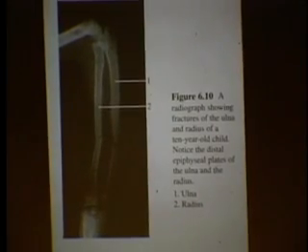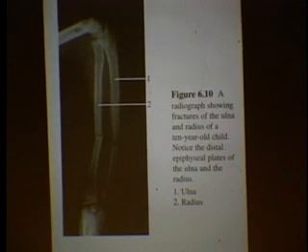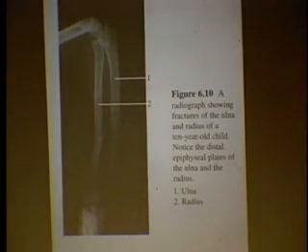Good. After a fracture, which of the following is not part of the healing process? A blood clot forms between the two sides of the fracture. Here we have our fracture. Are we going to form a blood clot there?